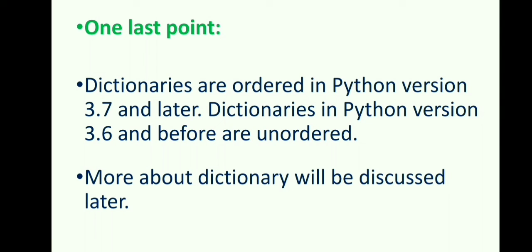One last point. Dictionaries are ordered in Python version 3.7 and later. Dictionaries in Python version 3.6 and before are unordered. Unordered means you cannot refer to an item by using an integer index. More about dictionaries will be discussed later. We will discuss list versus dictionary, ordered and unordered, are dictionaries still ordered, nested dictionaries and many more.